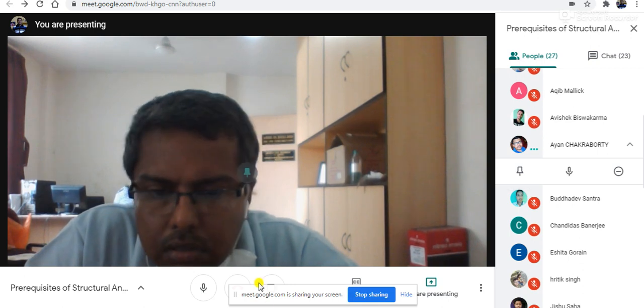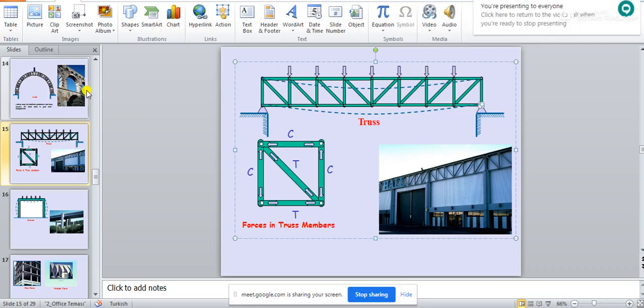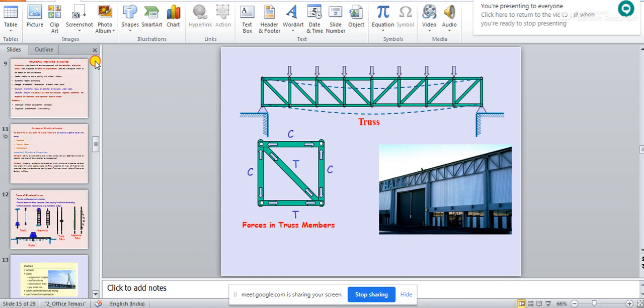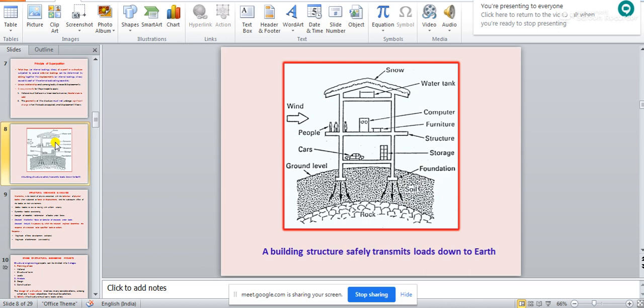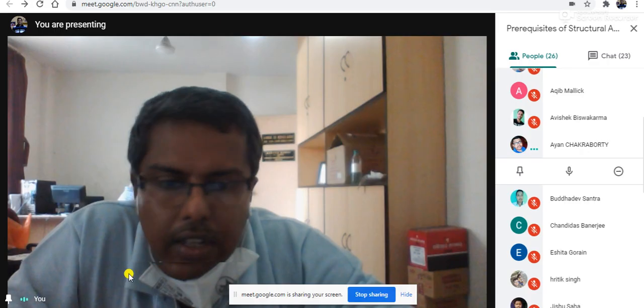Ayan? Yes, sir. Ayan, you tell me this diagram I have shown. Can you see this diagram? Yes. So from this diagram, people, car, computer, furniture, whatever you are seeing, are they live load or dead load? Live load, sir. Yes, live load. Absolutely correct. Okay. Thank you.